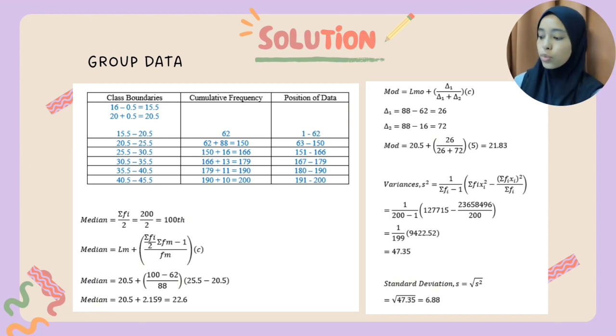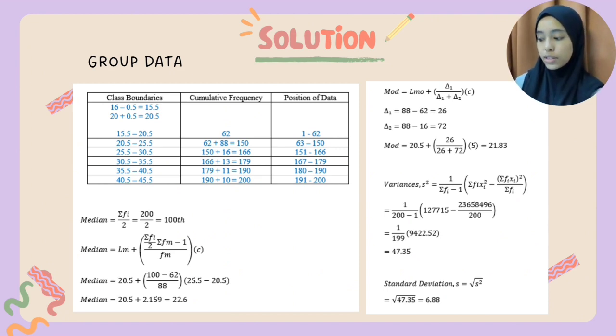For delta 1, the calculation is 88 minus 62, which equals 26. And delta 2 is 88 minus 16, which equals 72. We insert all the information into the formula of the mode, and for the mode, we got the value to be 21.83.